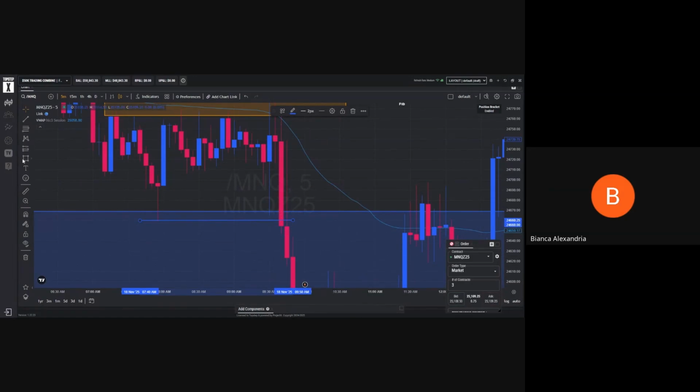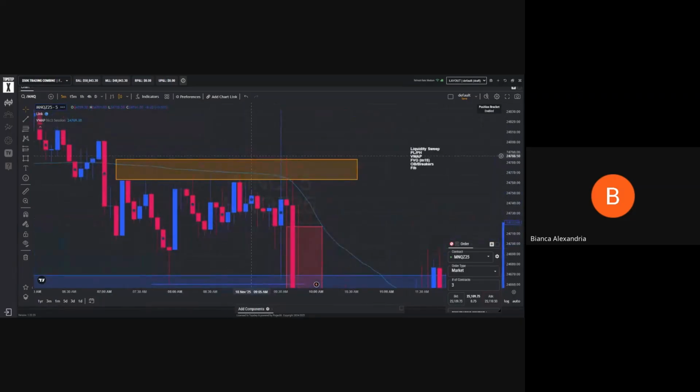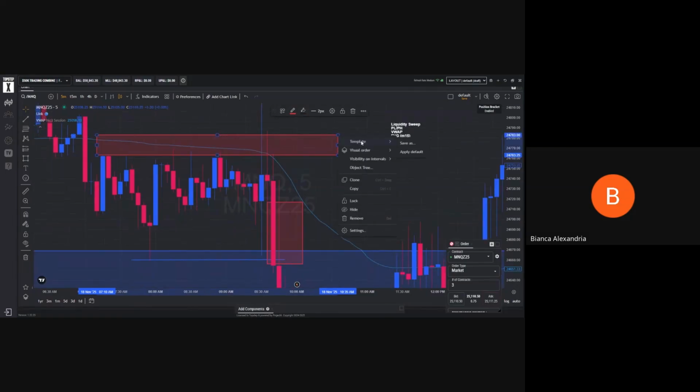So there was a fair value gap that occurred from here to where price actually had closed. And my fair value gaps for 5 minutes are red, so I'll put that here. And you also can save these if you like by right clicking, going to template, save as, and then I'll just do my M5.